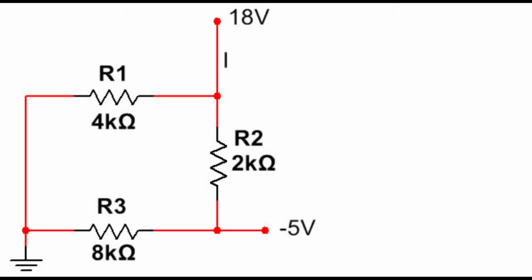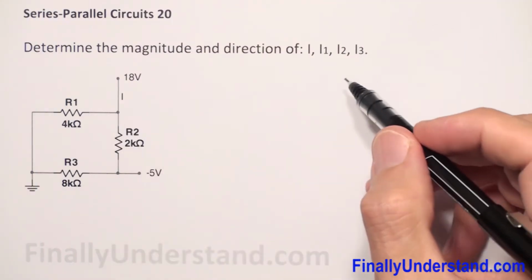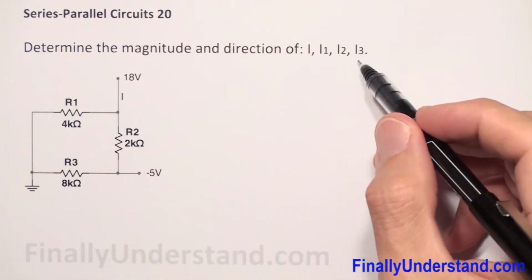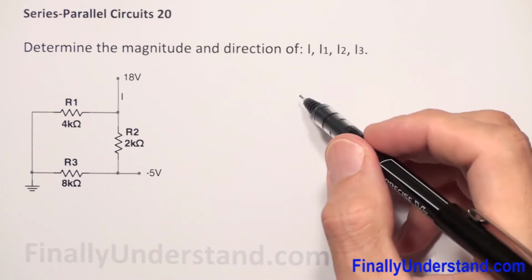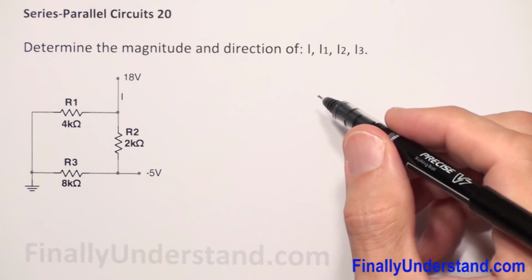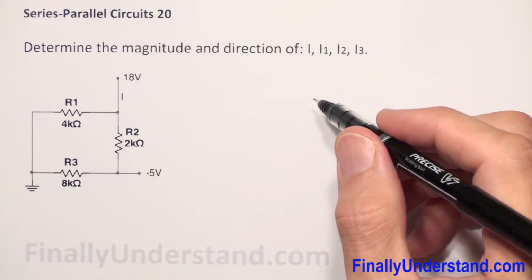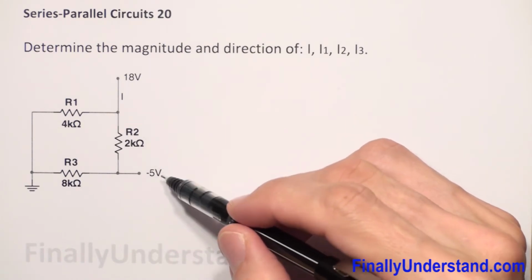Let's take a look at this example. We're supposed to find the current I. So this is this current. We're supposed to find I1, I2, and I3. Please notice that we use the conventional current flow, so it means that the current flows from the higher potential to the lower potential.